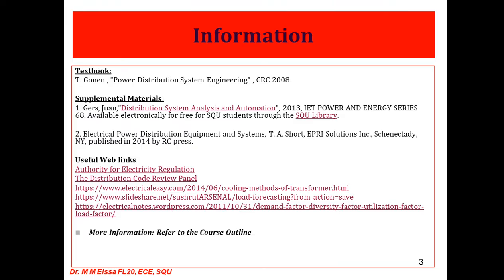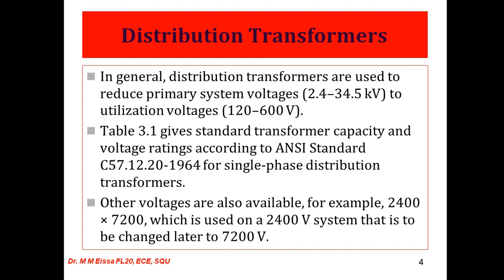We can go through the web links and some other books as well. So distribution transformers, in general, are used to reduce. We are talking here on the secondary side. So here we reduce the primary system voltage, which can be 2.4 or 3, 4.5 and so on, to convert it to utilization or low voltage, 120 or 600 volts.